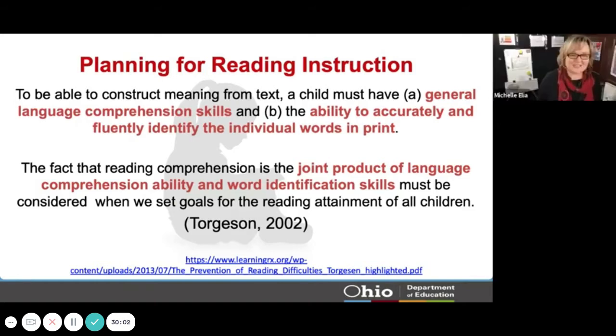So yeah, building L1 language comprehension will build L2 language comprehension. Yes, it will. And actually, we have a couple slides that talk about that. But yes, building vocabulary in students' L1 will actually improve their comprehension in L2 as well.